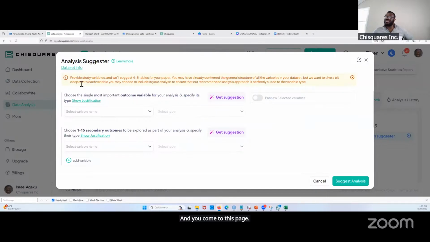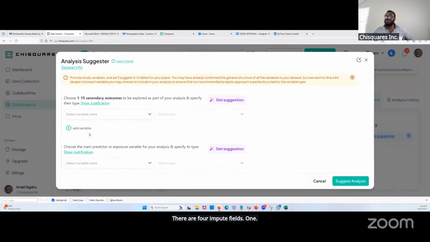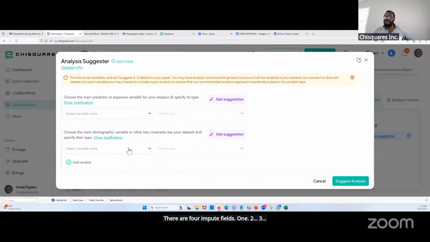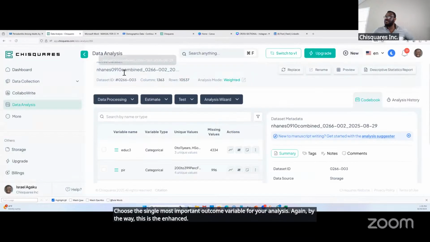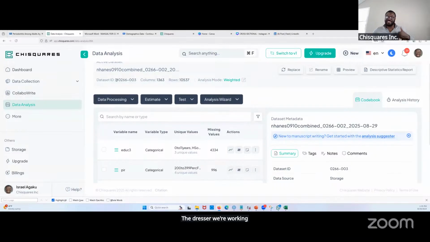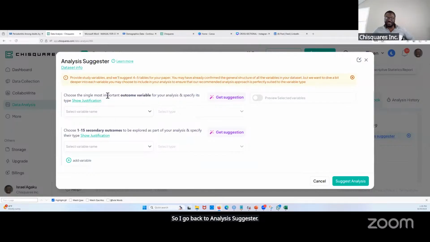This page is asking you to now supply the variables that you care about. There are 4 input fields, 1, 2, 3, and 4. The first one says, choose the single most important outcome variable for your analysis. Again, by the way, this is the enhanced data set we were working with yesterday. So this is a continuation of it. So go back to analysis suggester. Choose the single most important outcome variable for your analysis and specify its type. And you can read the justification here.